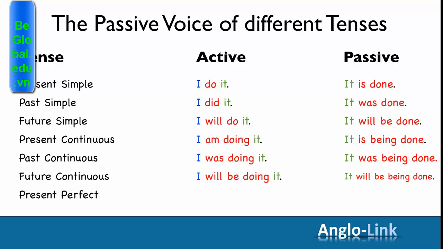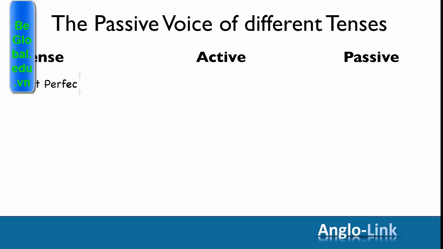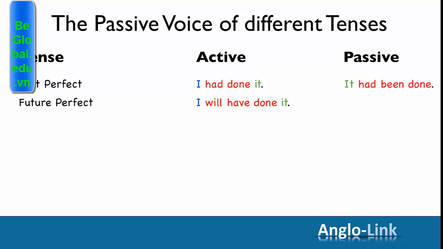Present perfect, I have done it. It has been done. Past perfect, I had done it. It had been done. Future perfect, I will have done it. It will have been done.